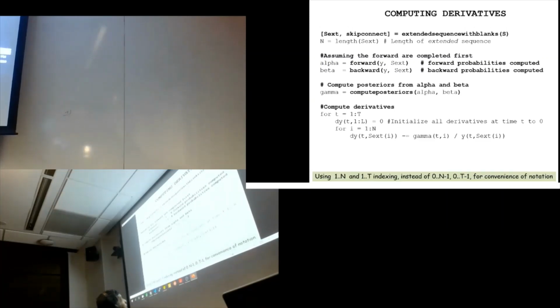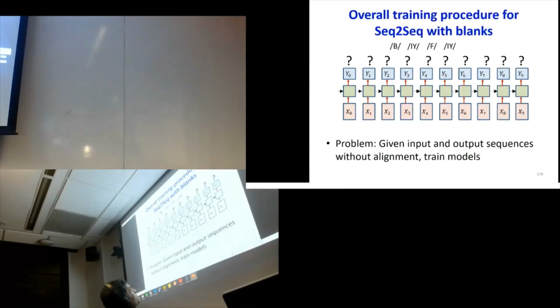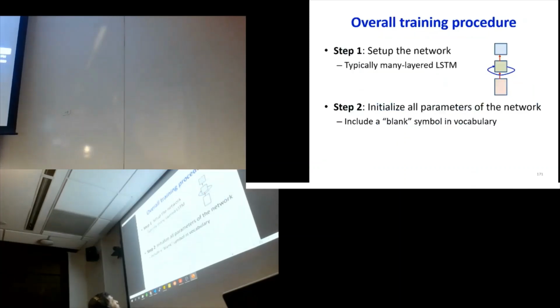So the derivatives are going to be computed as before. The derivatives, in any column, are simply going to be the ratio of gamma to the symbol probability. So the overall training procedure is as follows. You're given input and output sequences without alignment, and we must train models. As a first step, we set up the network, typically a many-layered LSTM.